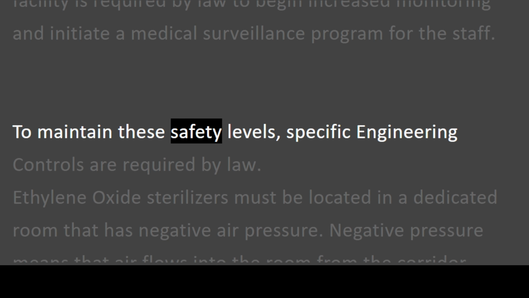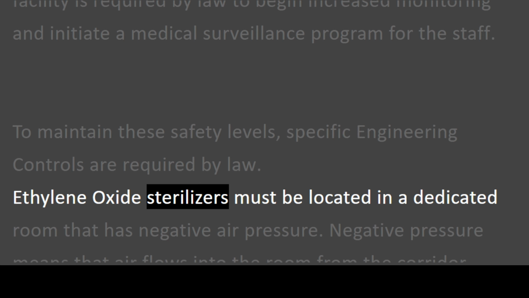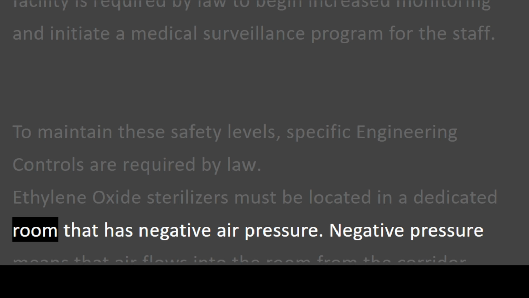To maintain these safety levels, specific engineering controls are required by law. Ethylene oxide sterilizers must be located in a dedicated room that has negative air pressure.